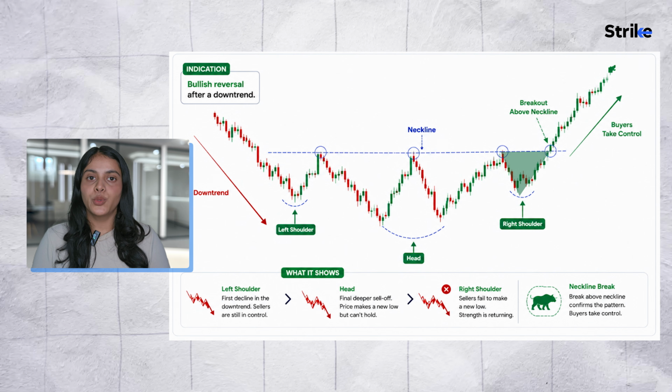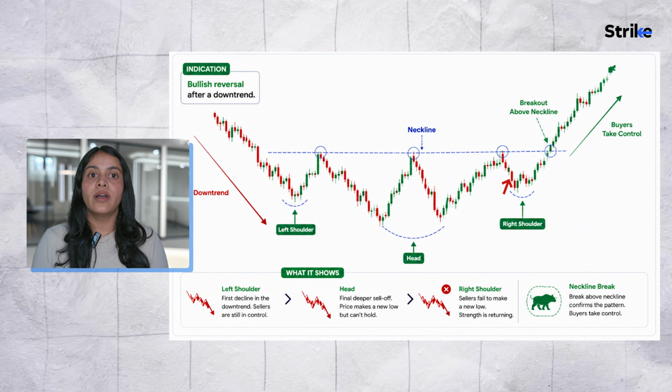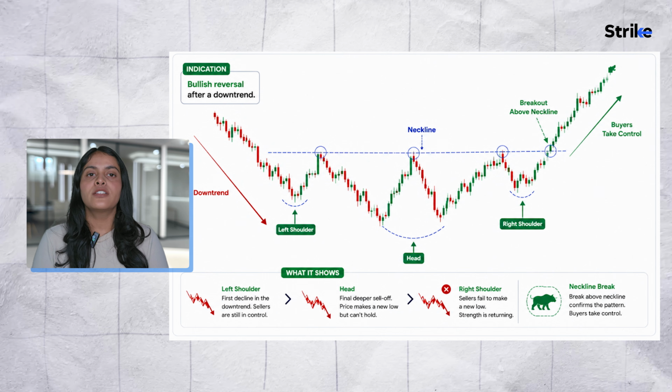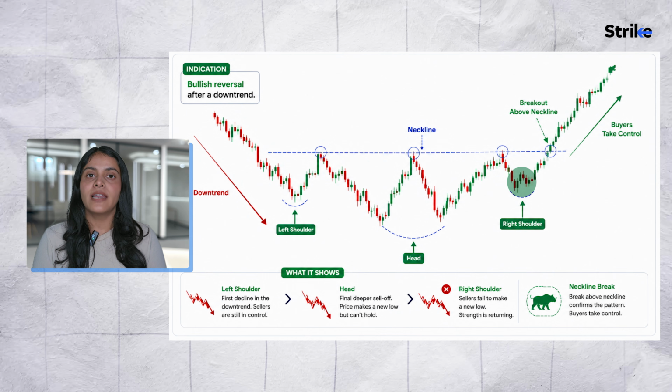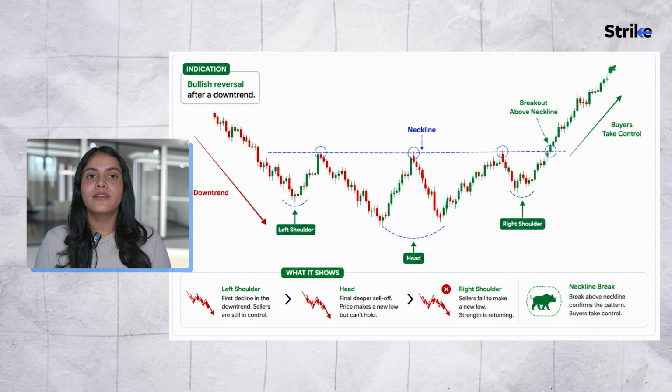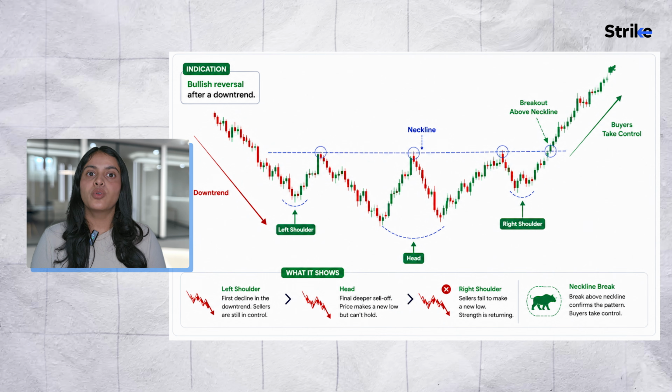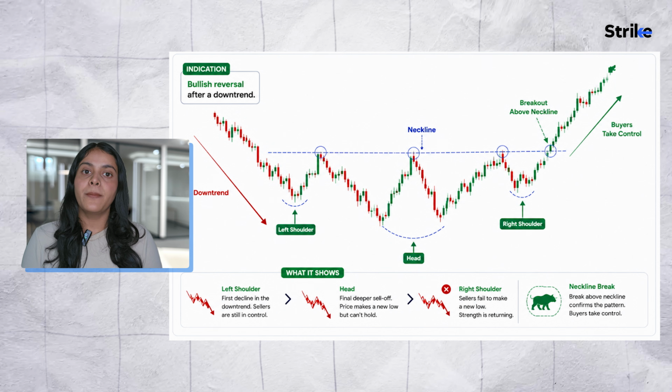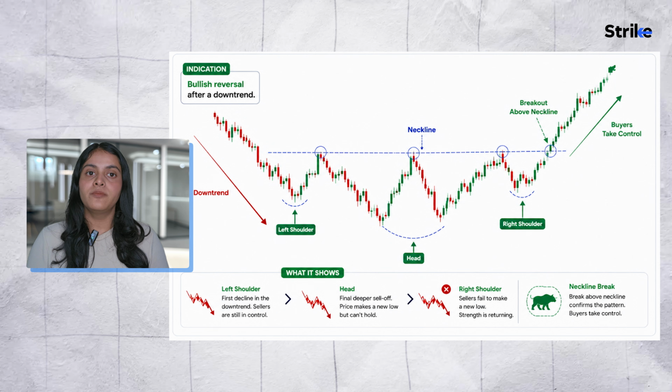Third part, the right shoulder. Now price declines one more time, but this time it fails to create a new low. That forms the right shoulder. The psychology behind the right shoulder is also very simple. That is the first major sign of strength. It shows that sellers are losing momentum, buyers are beginning to absorb selling pressure.